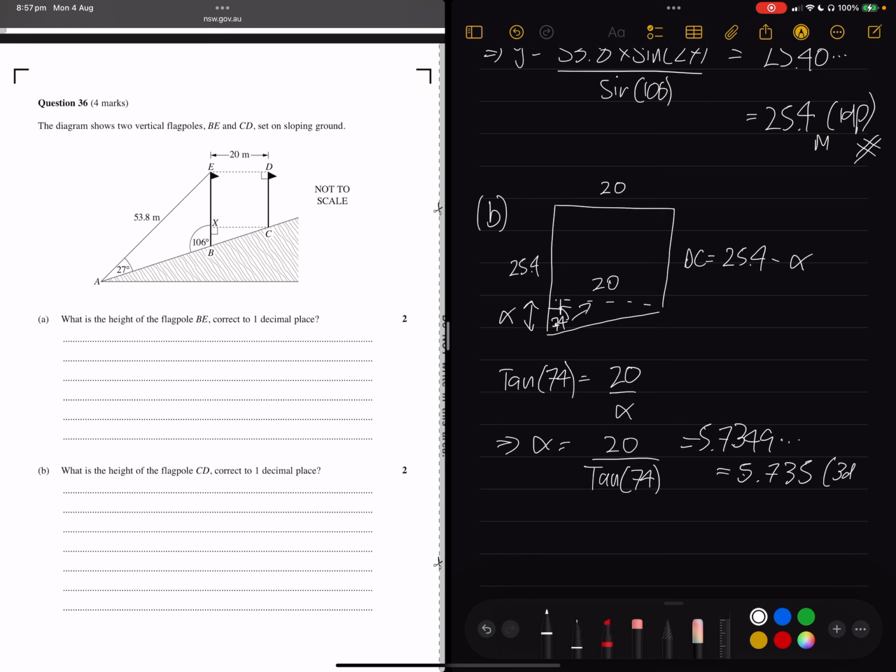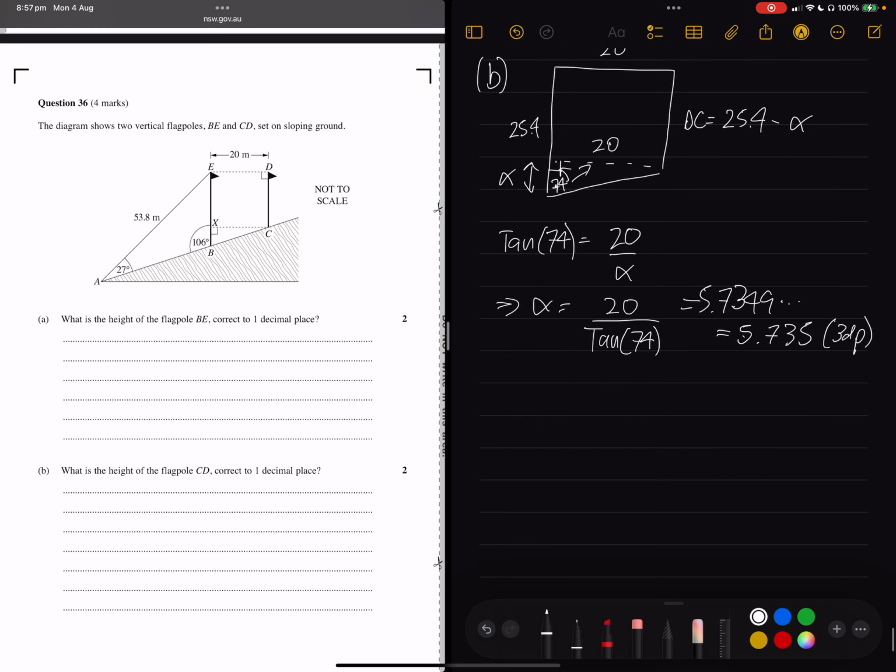So we'll call this 5.735, 3dp. The number we want is DC, so this implies DC is 25.4 minus 5.735, which is 19.665. So this is 19.7 to 1 decimal place, and this is in meters. So this is the answer to question 36.